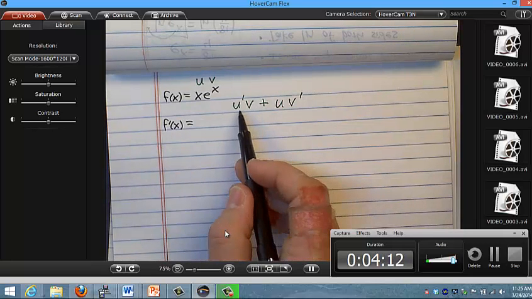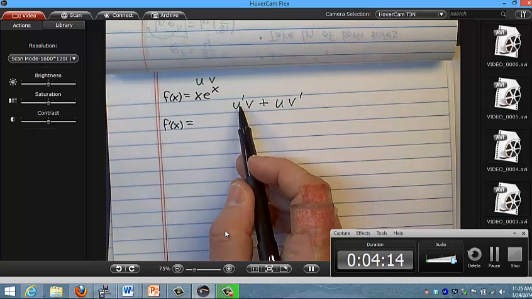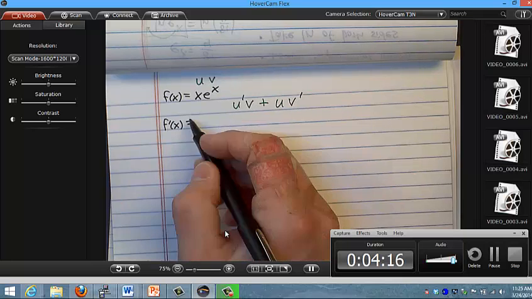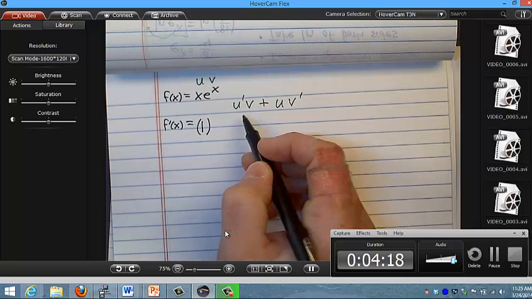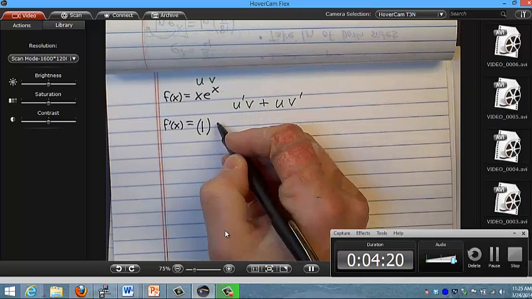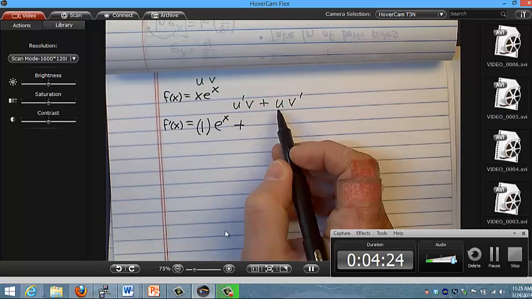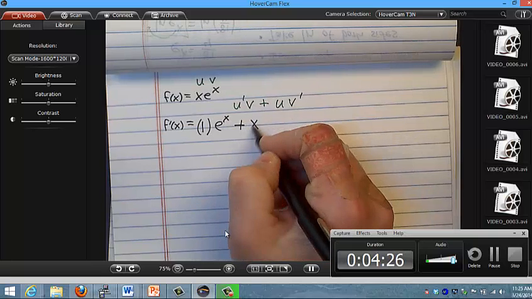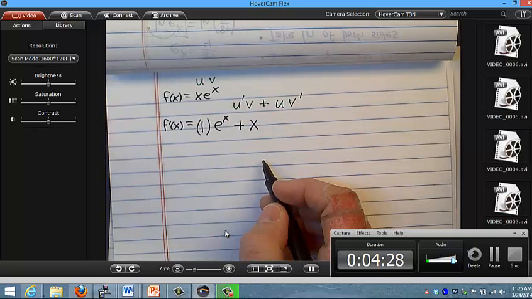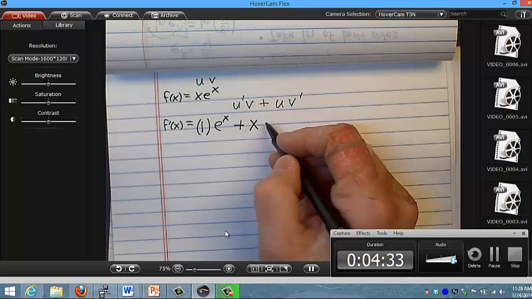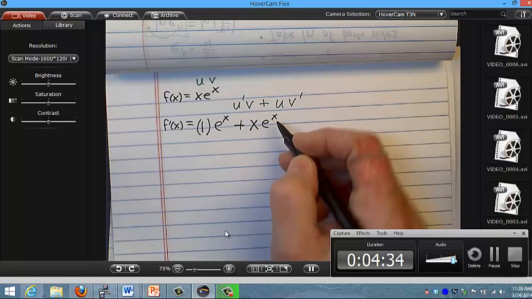So when I do this, u prime would be what here? 1. And now it says v. Well, v is e to the x. Plus, and now where it says u, I'm going to write down x. And where it says v prime, what would I write down? E to the x. Okay.